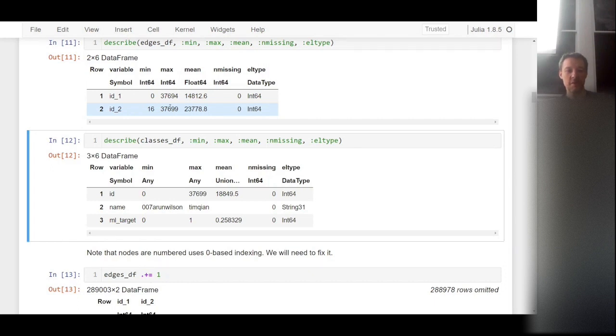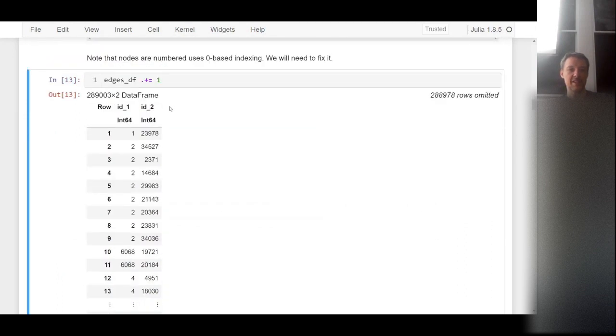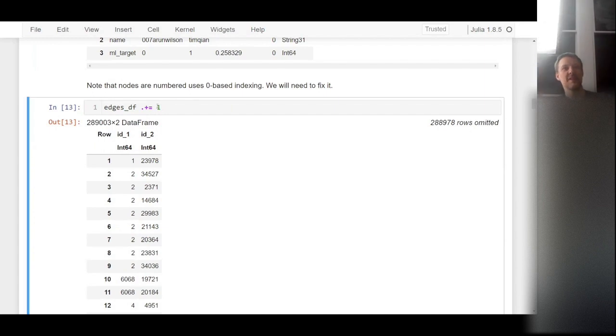So how do we do it? Well, it is quite easy. I just need to add 1 to every column that represents a developer ID number. Because in the edges data frame, every column is essentially a developer ID, since I have 2 columns and both columns are developer IDs. So I need to add 1 to all elements of the edges data frame. So I simply write plus equals 1. I need to use the dot.